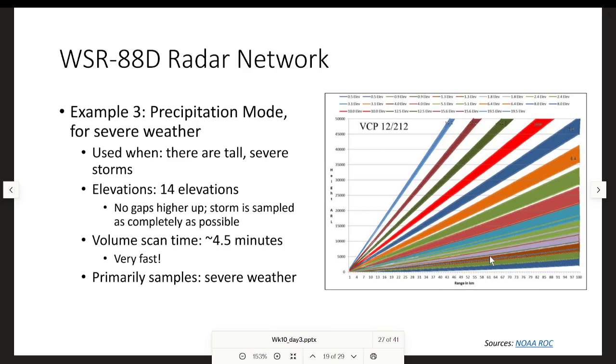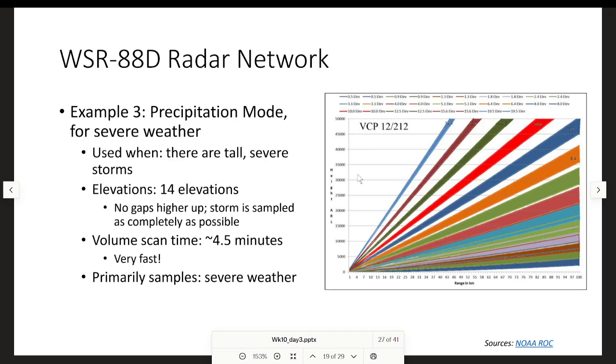So it will scan the 0.5, and then it will scan the 0.5 again, and then 0.9, and then it will go up, and it'll go back down. So it'll do multiple scans of this 0.5. And it doesn't leave very much room for error. It tries to scan it very quickly. In 4.5 minutes, it does this.